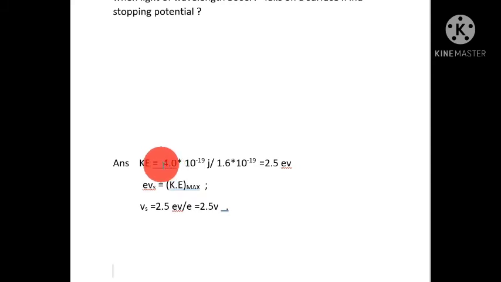Kinetic energy is given by, here is the solution. The kinetic energy is in the form of joule. So we have to remember that when we deal with problems on the photoelectric effect, we have to convert it into electron volt. So we divide by the charge of electron so that it is converted into energy in electron volt, and this kinetic energy is equal to eV_s. We have seen the formula, then directly solve the problem.